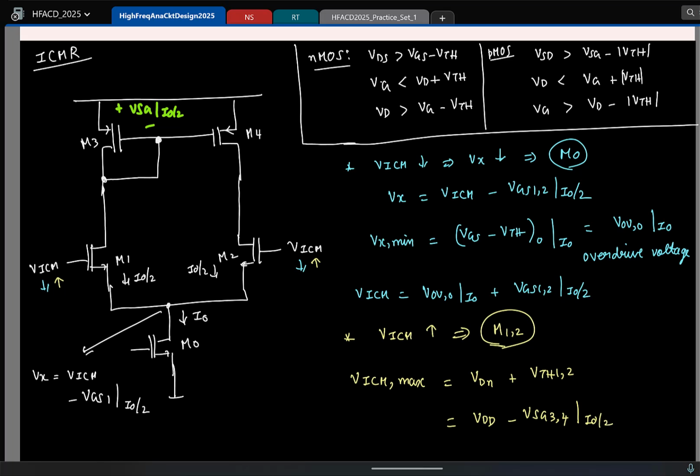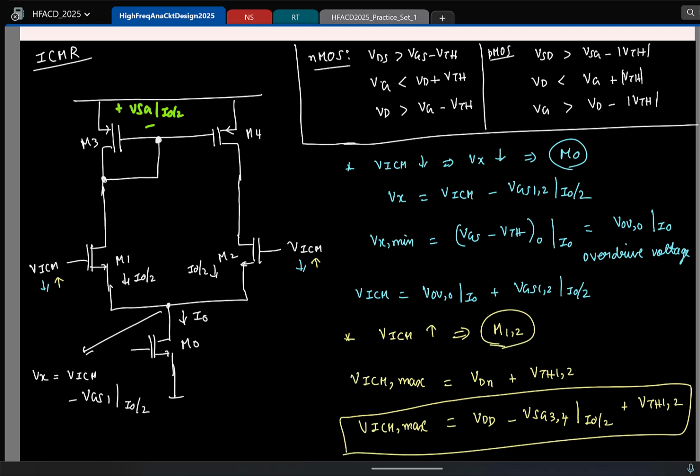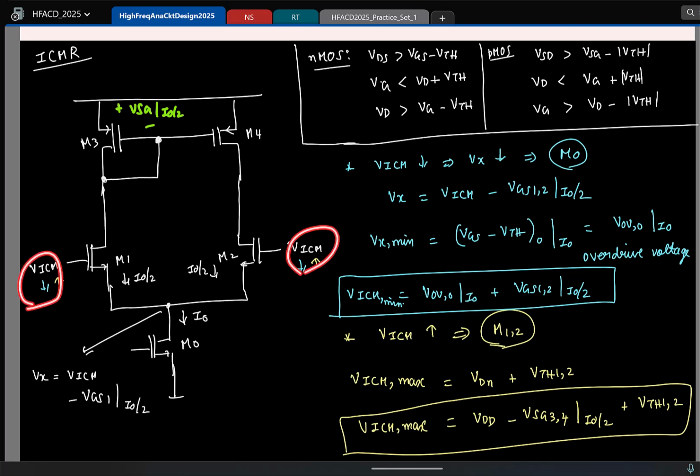So gate can go one threshold above this voltage. Okay, so this is the max. This is the minimum. So this is VICM. Is this clear? So this is the minimum and maximum you can have at the input. So then let's calculate the output range, and that should be it for today.